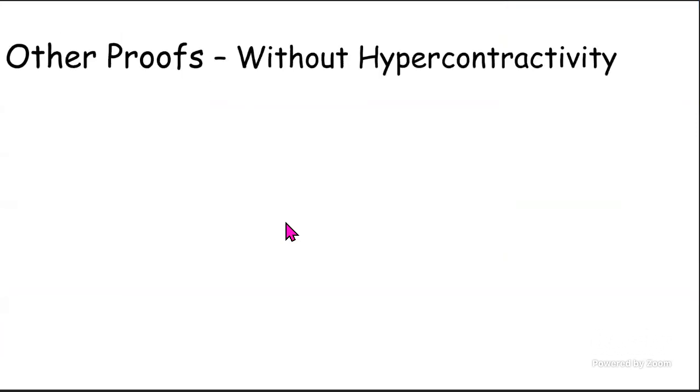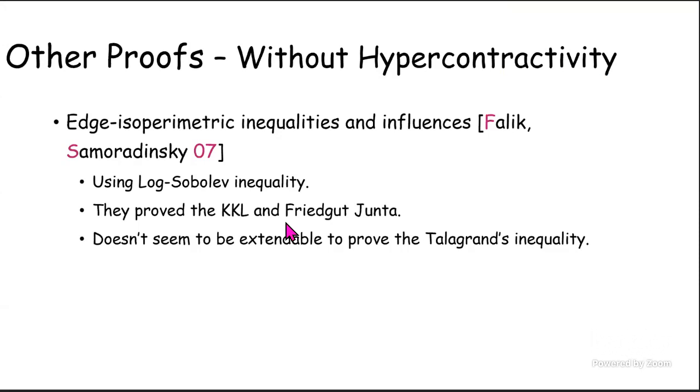Okay, so just for state of the art, what are the other proofs that are hypercontractivity free? There is a work of Dvir Falik and Alex Samorodnitsky from 2007. They proved the KKL theorem and the Friedgut-Hunter theorem. They also used the log Sobolev inequality and not the hypercontractivity. The difference is they had a different approach than what we do, and their proof doesn't seem to be extendable to Talagrand's inequality.